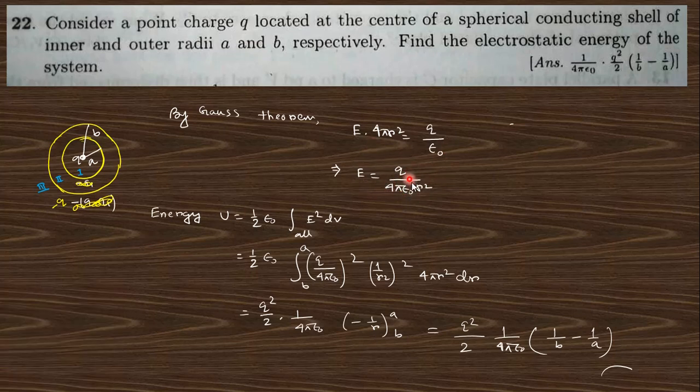By Gauss theorem, this electric field will be q by 4 pi epsilon naught r square. The energy will be epsilon by 2 E square dV, you know. So we put this value of E square, and dV is 4 pi r square dr. Integrating, you will get this answer. Okay, and this answer is correct.